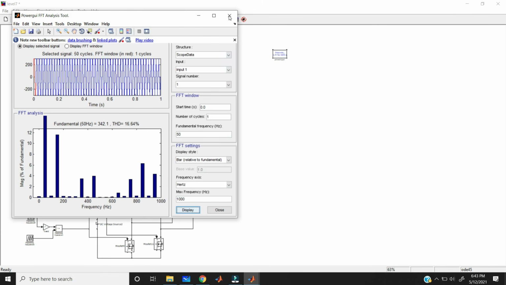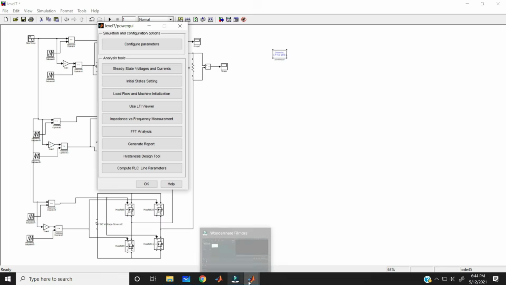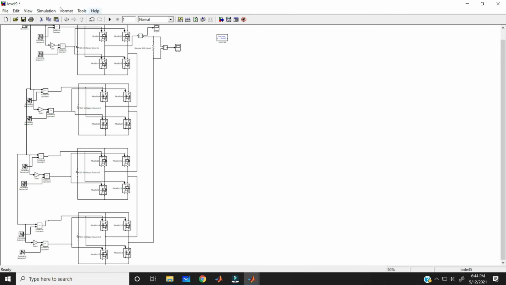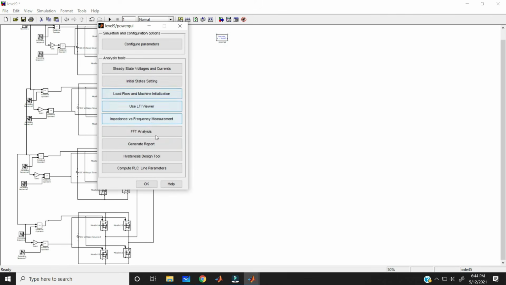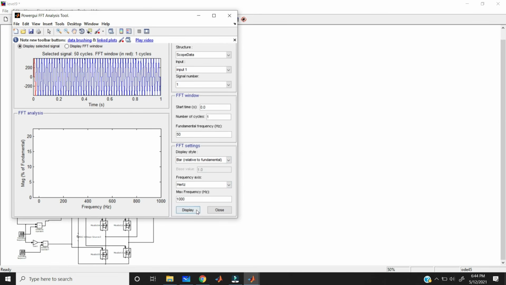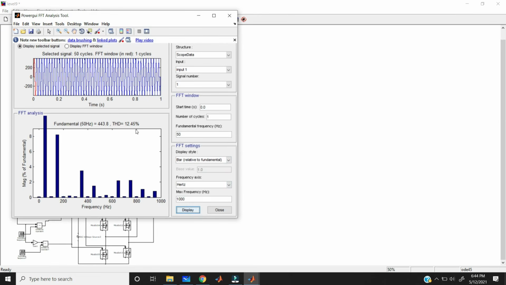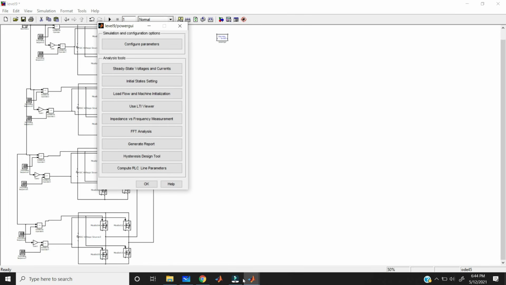Okay. So if you are further increasing the level, now you can open the 9 level, then run the circuit. What will happen? Let's see. Now again do FFT analysis. Here you can get only 12% of harmonics. Okay. When compared to 7 level, here in 7 level we are getting 16%, but in 9 level we are getting 12%. Here harmonics is further reducing.